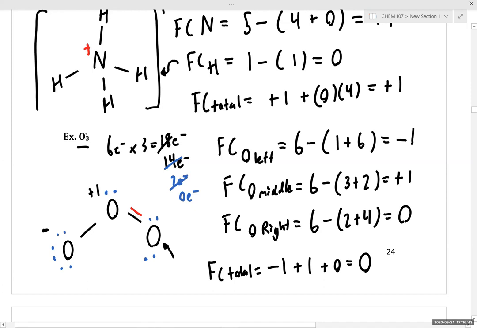So it seems like our formal charge assignments were correct. Any questions on this example?